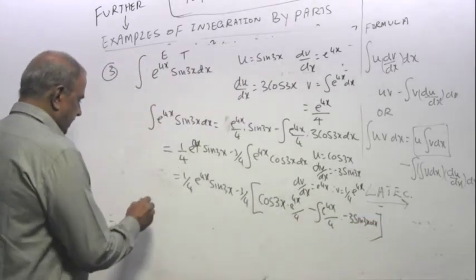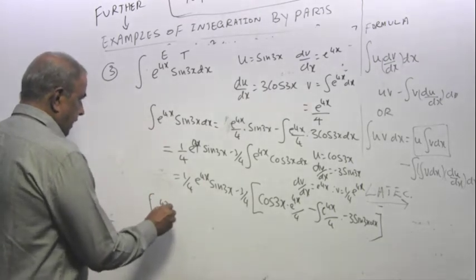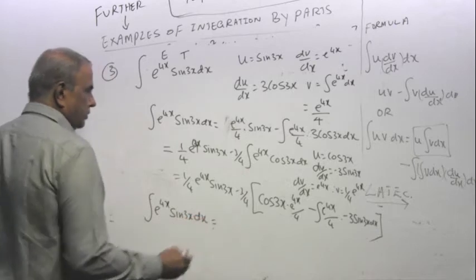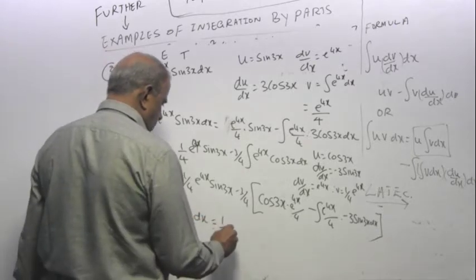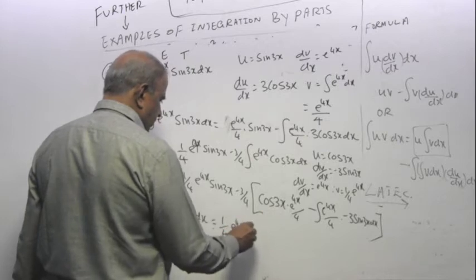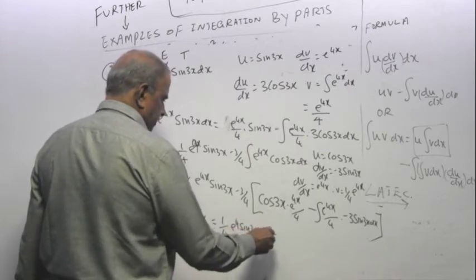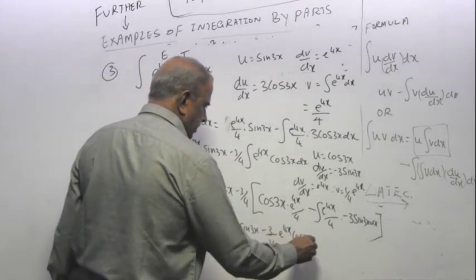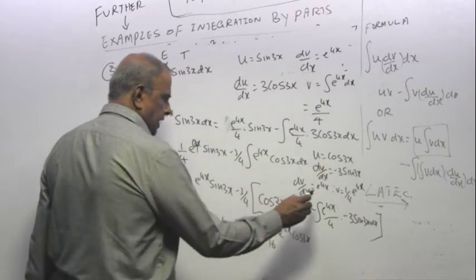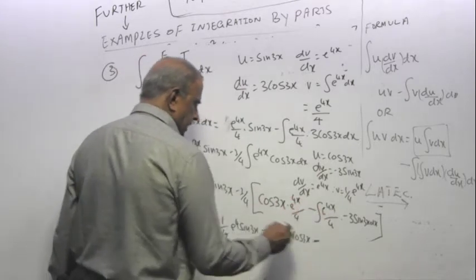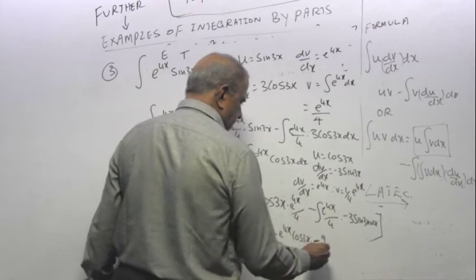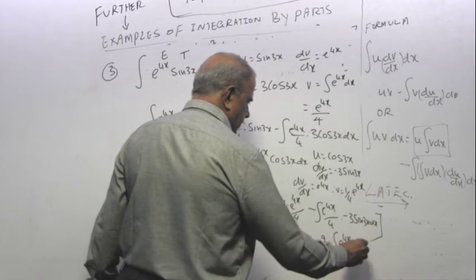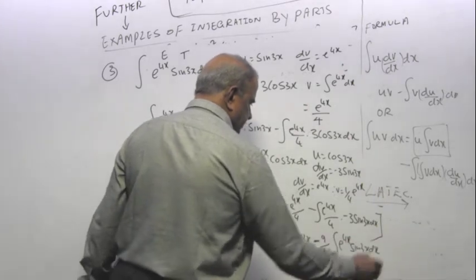Let's open the brackets and write everything. So integral e power 4x sine 3x dx equals a quarter e power 4x sine 3x minus 3 over 16 e power 4x cos 3x. Minus and a minus is a plus, plus and a minus is a minus. 3 times 3 is 9. 9 over 16 integral e power 4x sine 3x dx.